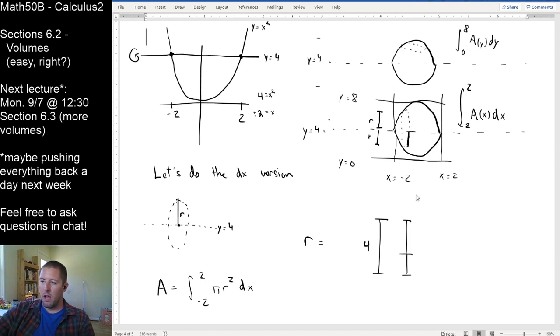Our term of interest is r. That's what we're working with right now. We want to express r in terms of x instead. What I know is the height of this parabola at any location is y. The height of this thing is y, right? Also known as x squared. So it looks to me like I can say that r is going to be 4 minus x squared.